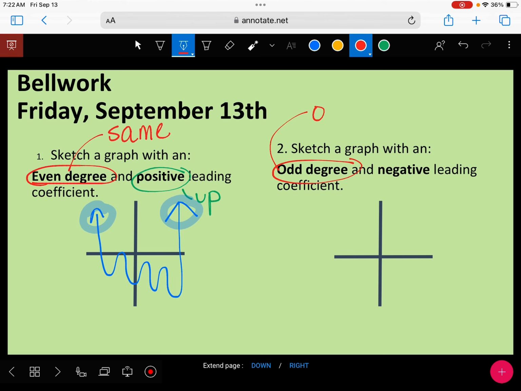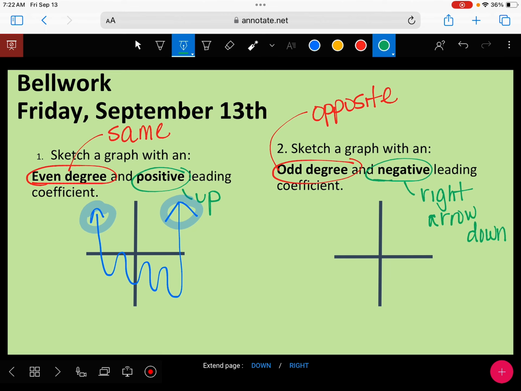For an odd degree, they don't go the same direction, they go opposite. And because it's negative, I know that the right side is going to go down. So I just need to create a graph that has the right side going down and the left side has to do the opposite. It doesn't matter what it does in the middle, but the left side has to go up. In some kind of way, I just need to connect these two arrows.